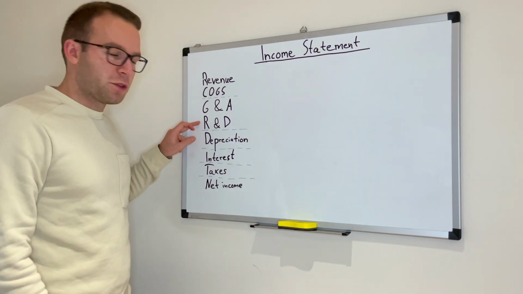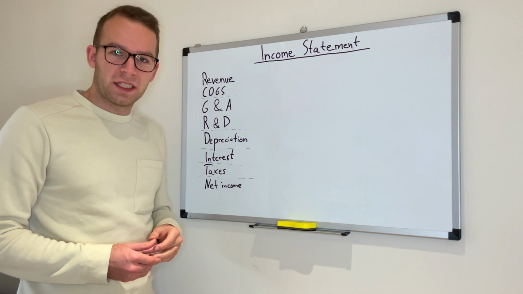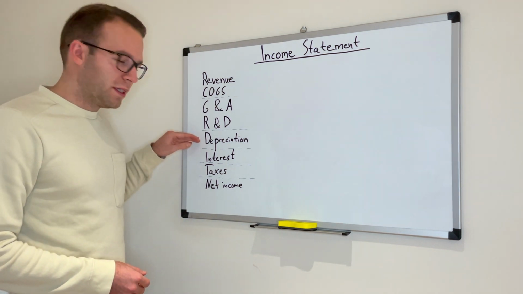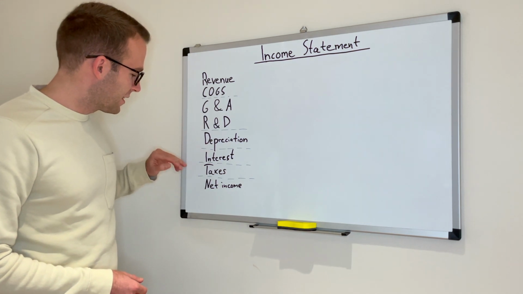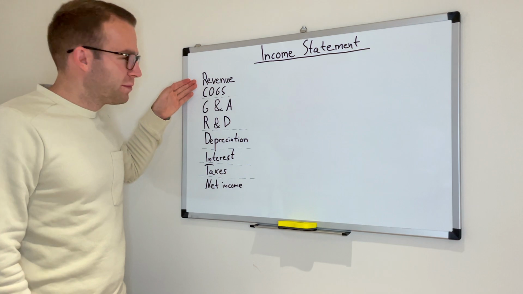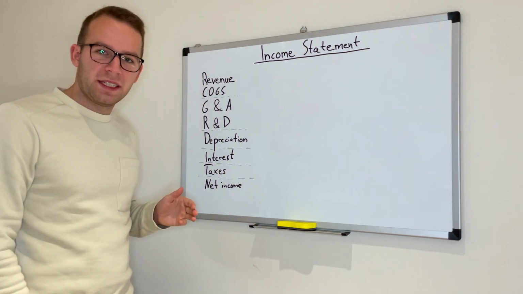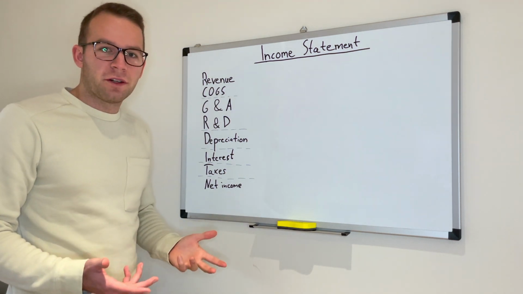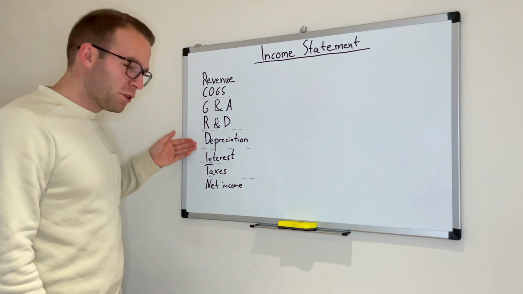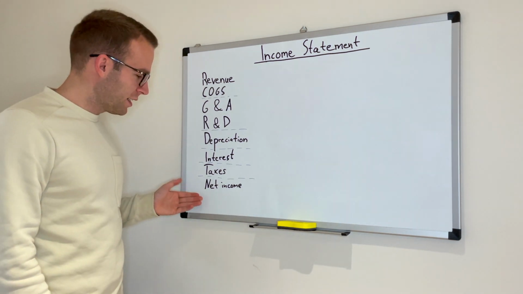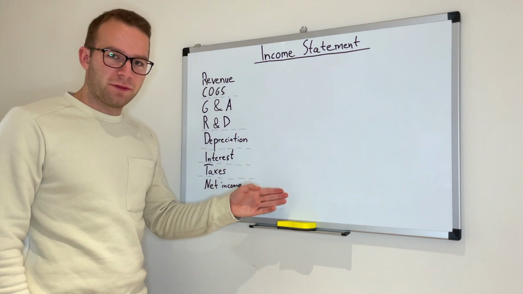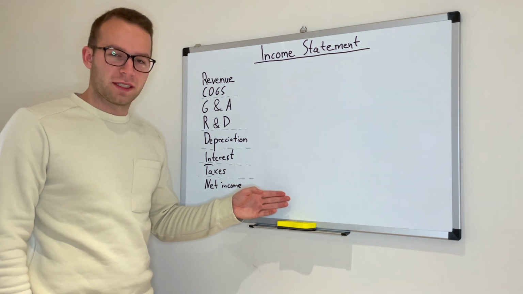We then subtract research and development costs, also depreciation, interest, taxes, and we end with the net income. So the income statement, as you can see, shows us a company's ability to generate a profit. We see its revenues, and after all the expenses, we can have a look at whether there is something left. Will the company have a profit or will it generate losses?